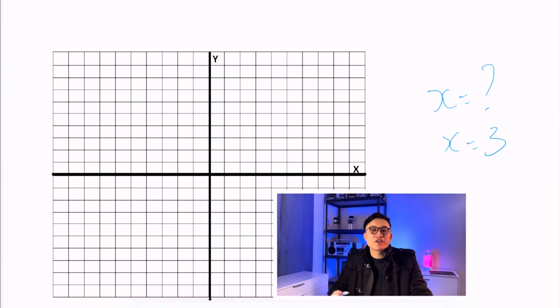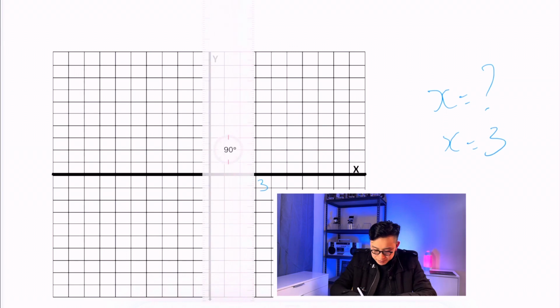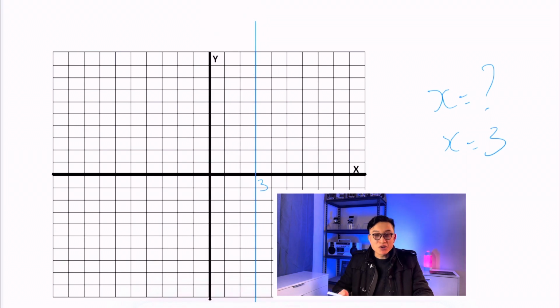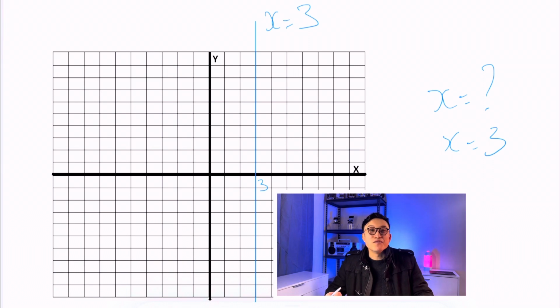So how do you graph a graph like this, x equals 3? Well, you locate 3 on your x-axis on your Cartesian plane, you grab your ruler, and then you draw a line straight through that point, and there you go. We have just sketched x equals 3, which is a vertical line.